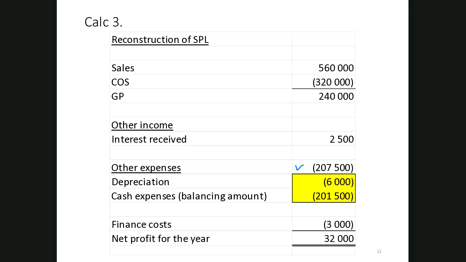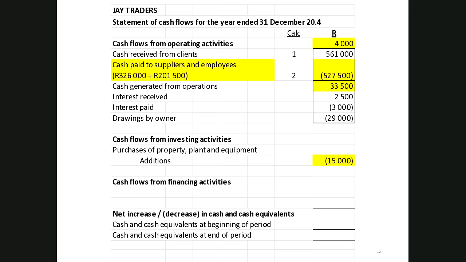Okay. So going back to this reconstruction of the SPL, the cash expenses is your balancing amount. Your other expenses were 207,500. 6,000 is depreciation, so 201,500 are expenses that were cash expenses. So if we now go back to our statement of cash flows, this was the cash paid to suppliers, and this was the cash paid for other expenses, including salaries and wages. So that will give me the 527,500. Okay. We had cash receipts from clients of 561,000.